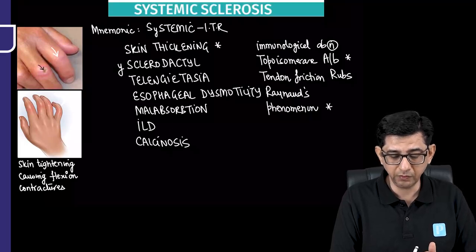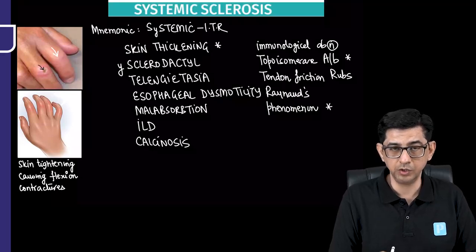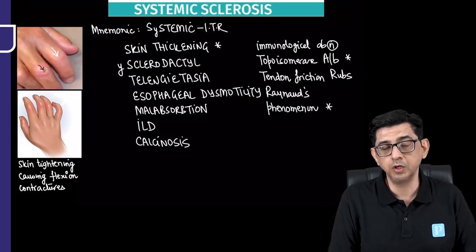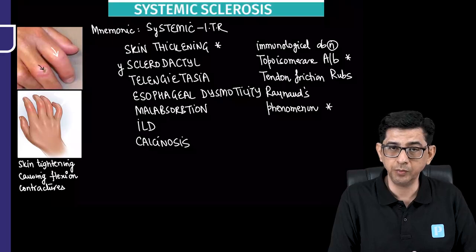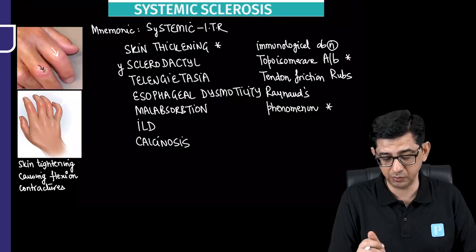But then you could have this initial presentation of loss of transverse creases, and then at the same site in the same patient at a later point of time, you could have ischemic digital ulcers as well. In fact, in some cases, they can even become gangrene, with a necessity of amputation in these patients as well.